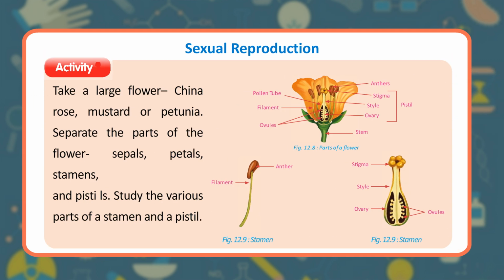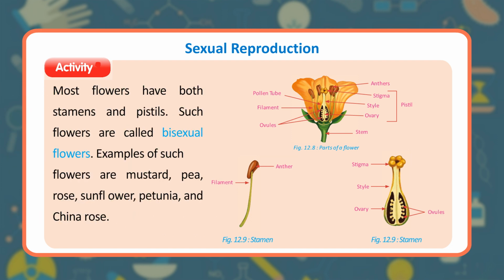Activity. Take a large flower, China rose, mustard or petunia. Separate the parts of the flower: sepals, petals, stamens, and pistils. Study the various parts of a stamen and a pistil. Most flowers have both stamens and pistils. Such flowers are called bisexual flowers. Examples of such flowers are mustard, pea, rose, sunflower, petunia, and China rose.